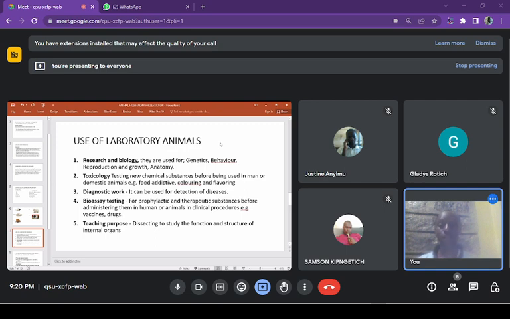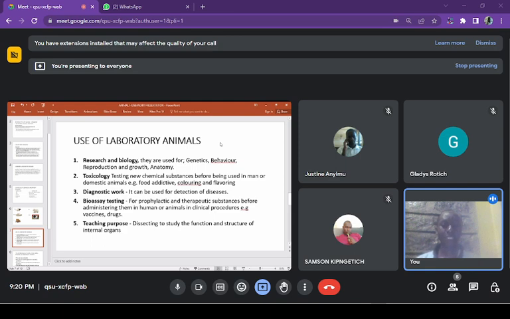And they can be used for diagnostic work. When we talk of diagnostic work, it is for detection of diseases. So they can be used for diagnosis. You take the sample of those specimens collected and inject it into those laboratory animals. The symptoms and the behaviors which they produce determine the type of disease, or the pathogen, which that specimen contains. And also they can be used for bioassay testing.